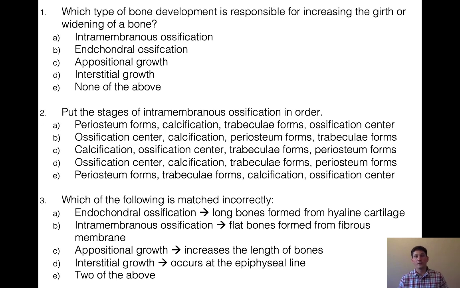And number 3, which of the following is matched incorrectly? That would be C, appositional growth, increasing the length of bones. We just said that that was increasing the girth of bones, where interstitial growth would be increasing the length of bones. And D, interstitial growth occurs at the epiphyseal line. Ooh, that one is also wrong because the epiphyseal line is already ossified, so it's an epiphyseal plate. So the interstitial growth technically is occurring at the epiphyseal plate. So E would be the correct answer on this one.